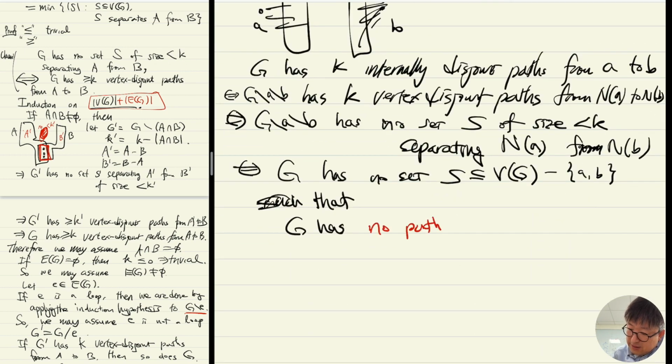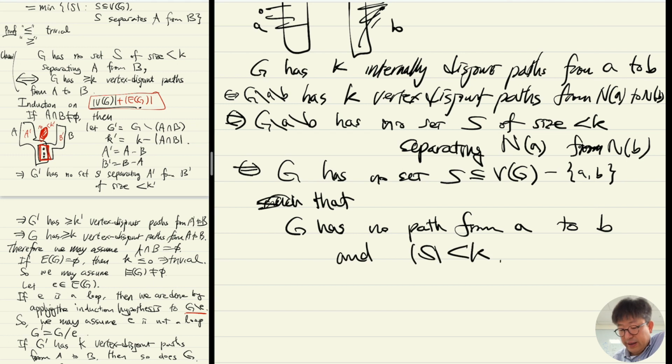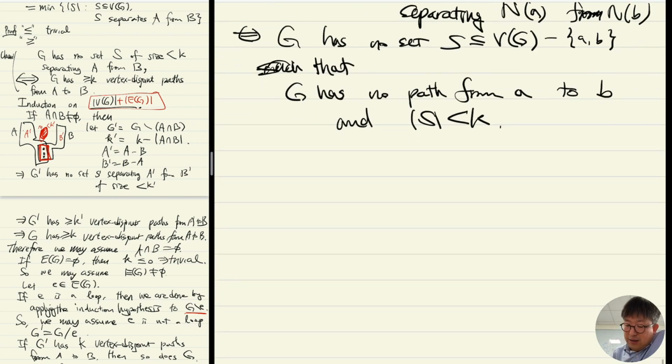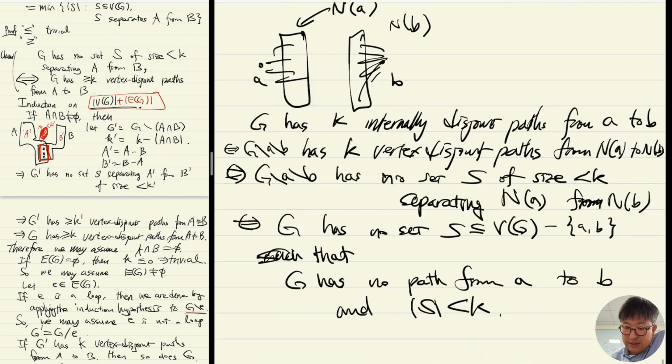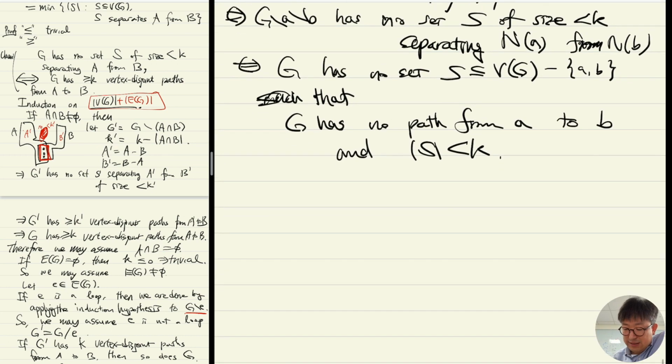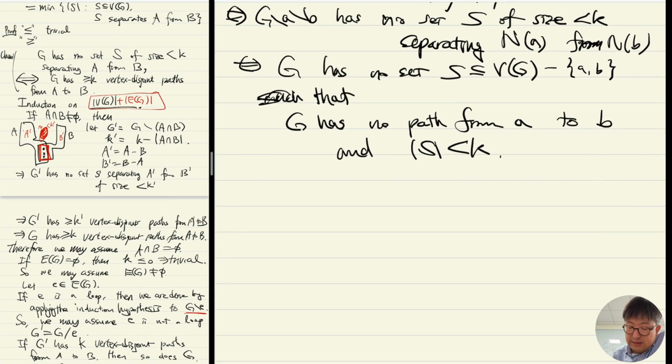No pass from A to B, and size of S is less than K. Okay, so it's an easy corollary. Now another corollary of this, maybe it's suitable for homework, but maybe not.